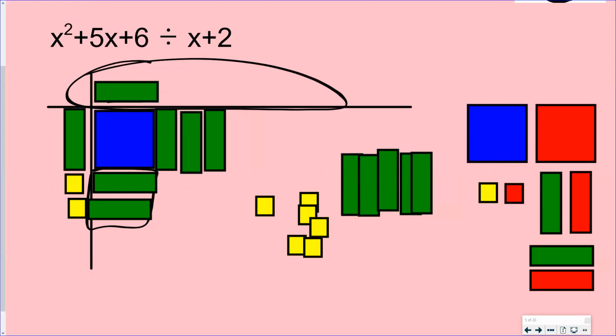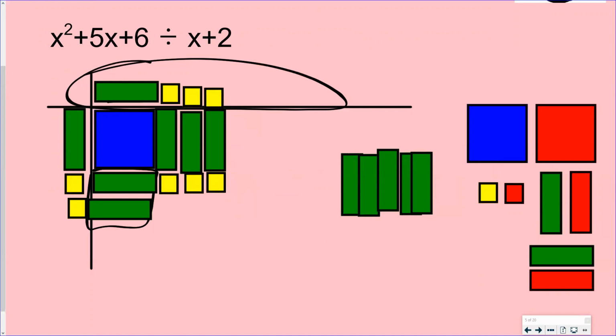If I have these 3 right here, well, that means then I would have to have 3 1s here, based on what we know about it on our tiles. And if that's the case, well, then that means we're going to end up with our 6 tiles right here, telling us that our final answer is x plus 3.